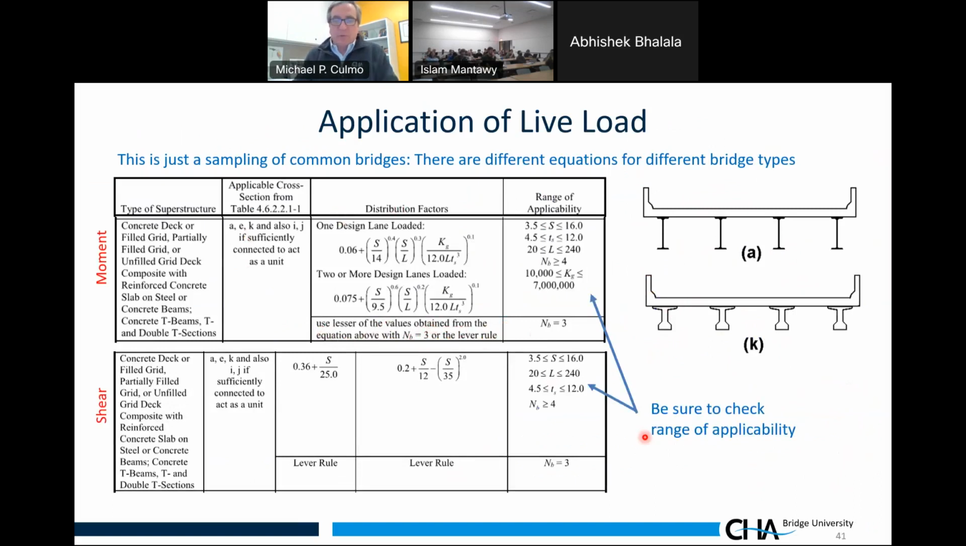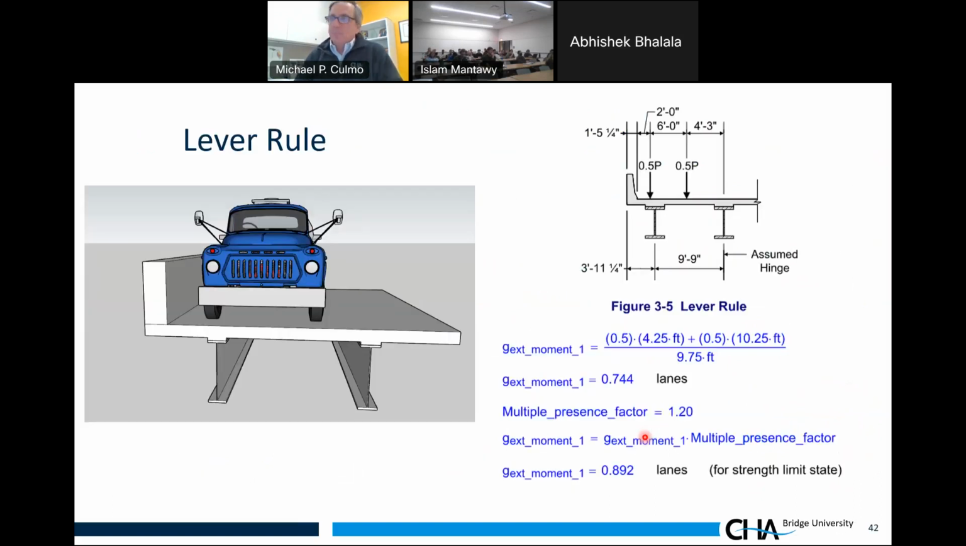So let's talk about what the lever rule is. Essentially it's a simple statics calculation where you throw the truck on the outside and the truck is 2 feet from the curb line, shown right here. You put half an axle load here, half an axle load here. You sum moments about the first interior beam. You assume there's a hinge in the deck at that point, and you go through the equation. So it's 0.5 times 4.3 feet plus 0.5 times 10.25 feet divided by the beam spacing, 9.75 feet, and I come up with 0.744 lanes.